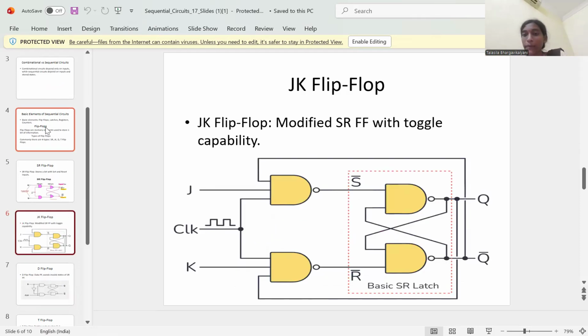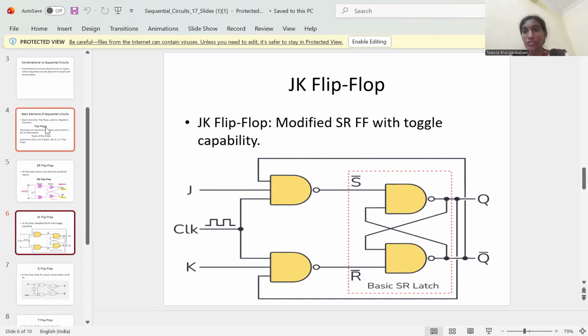Now let us talk about JK flip-flop. It is also known as Jack and Kilby flip-flop. Here, let us talk about the characteristic table. K and J are zeros and Qn value is 0 or 1. Qn plus 1 value is equal to Qn.